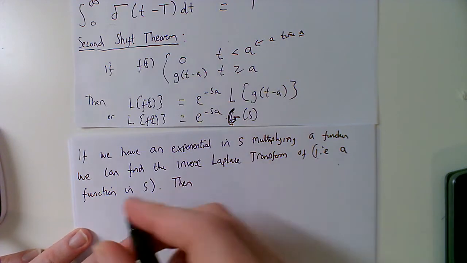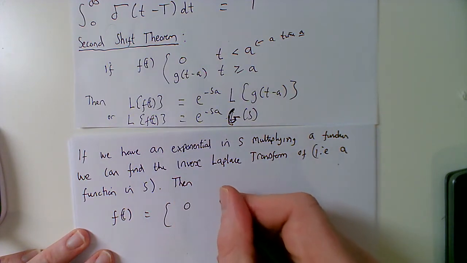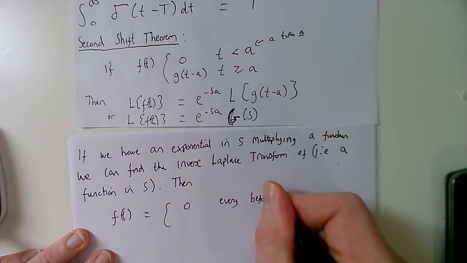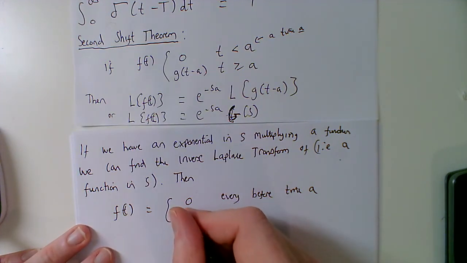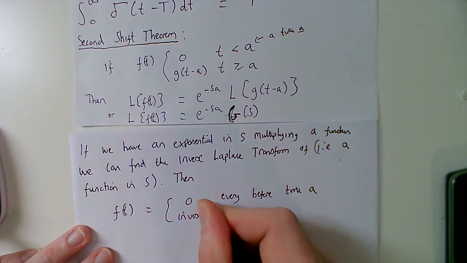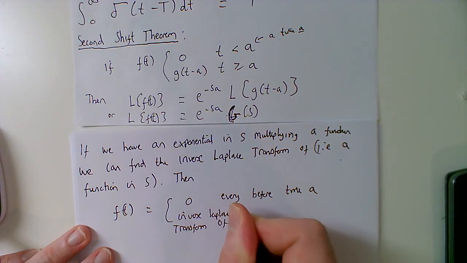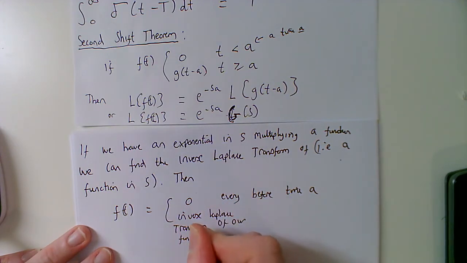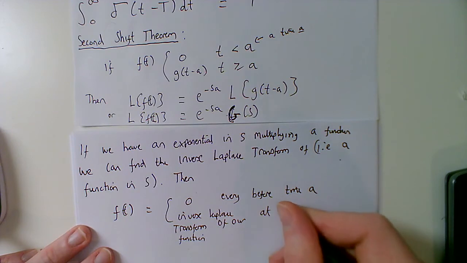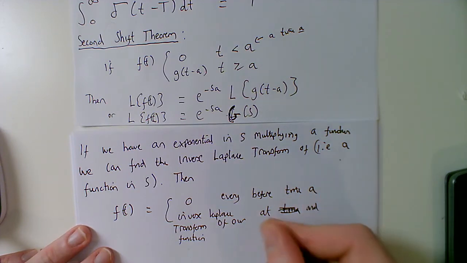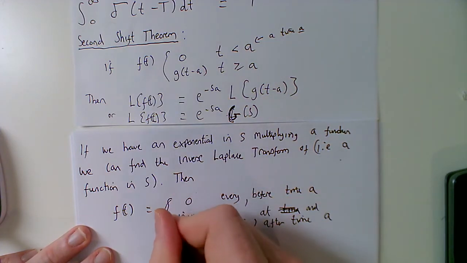then f of t is 0 everywhere before time a, and the inverse Laplace transform of our function at and after time a.